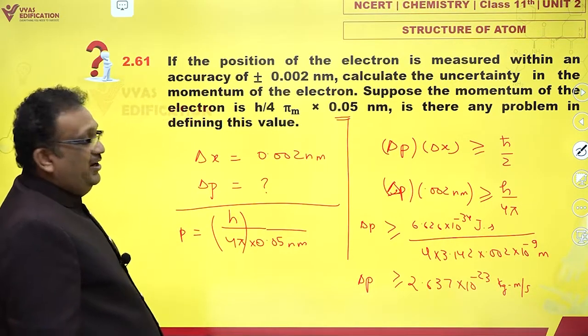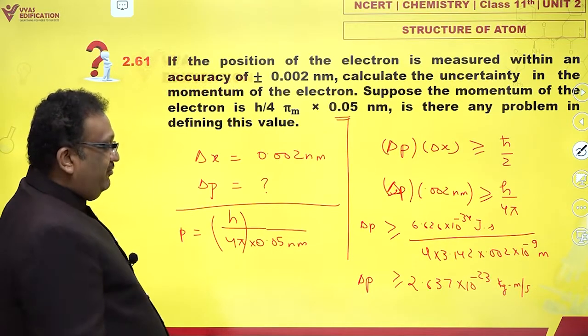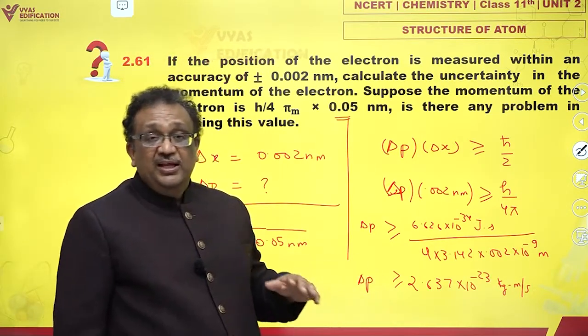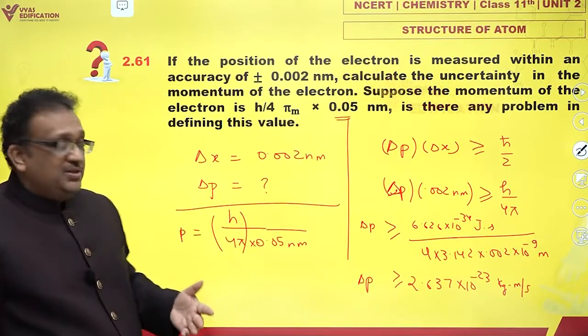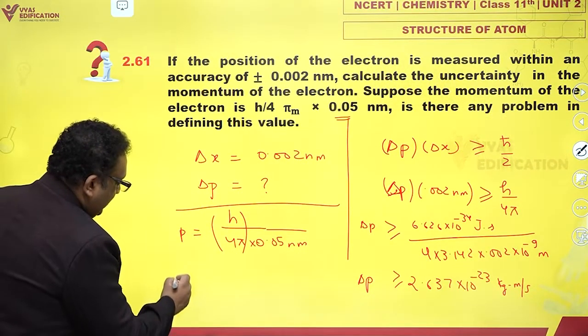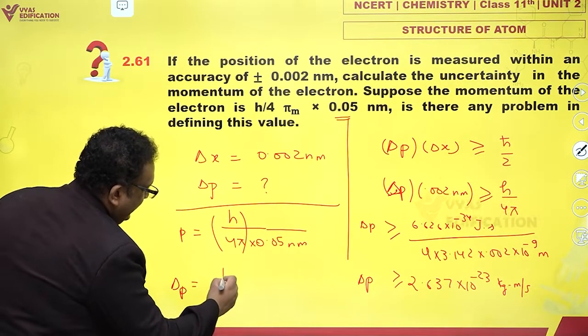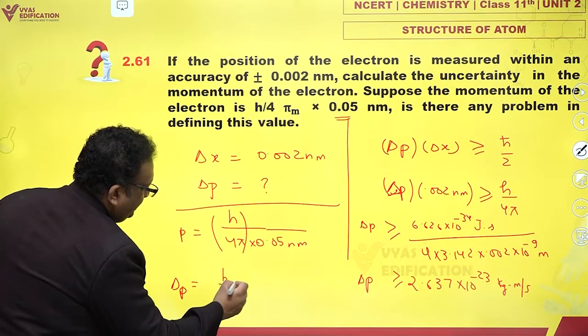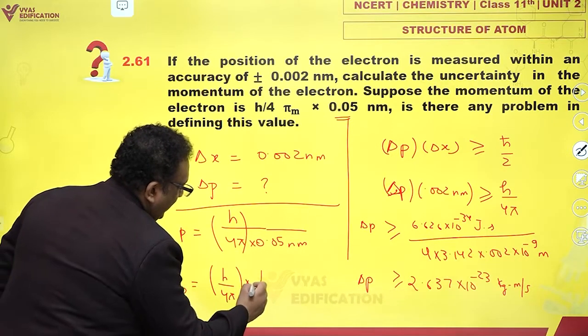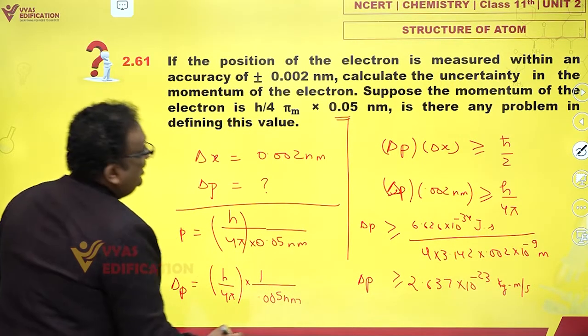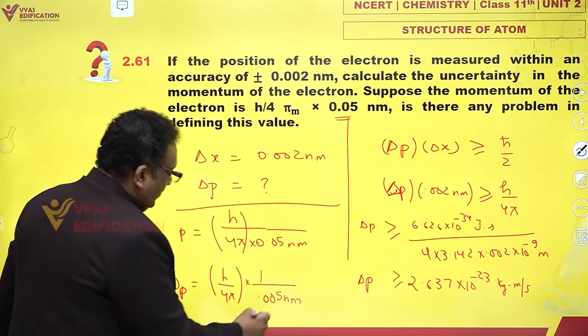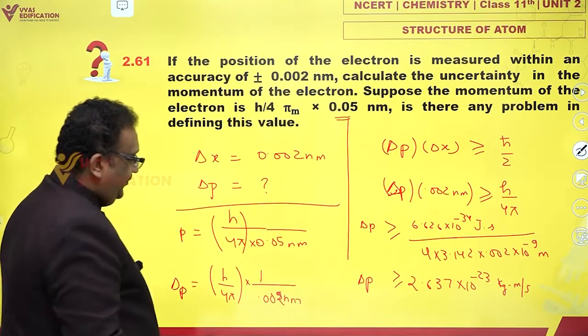Is there any problem in defining this value? They are asking. We have found the uncertainty in momentum. They are saying this is the uncertainty, fine. But what is the momentum? Momentum is so much. Delta p we just found is h by 4 pi into 1 upon 0.005 nanometer it was. Right? No, 0.002 nanometer. Okay.